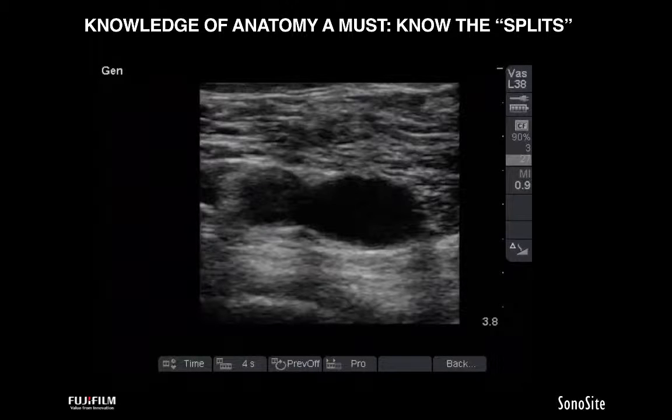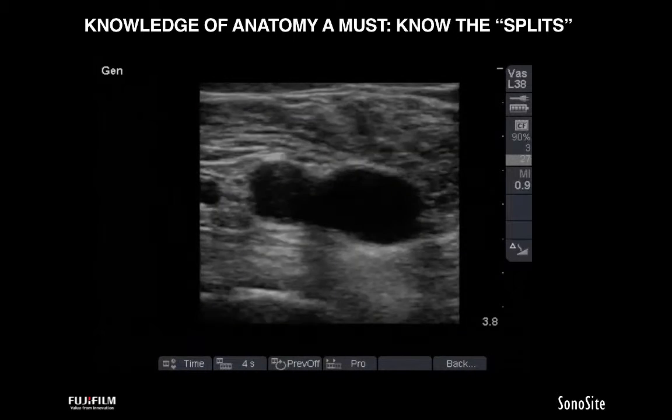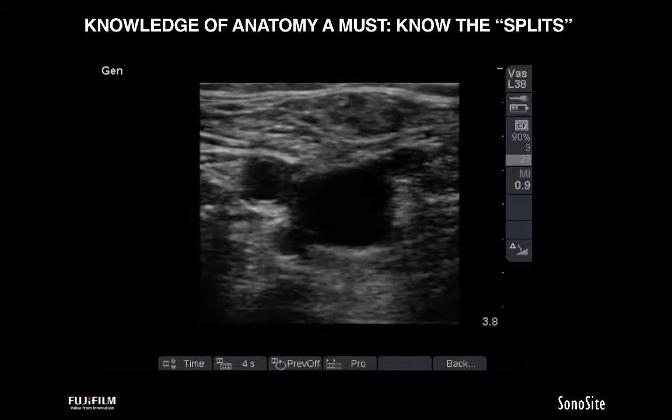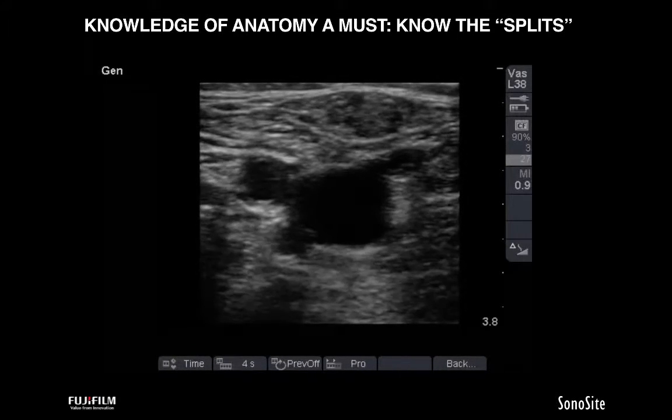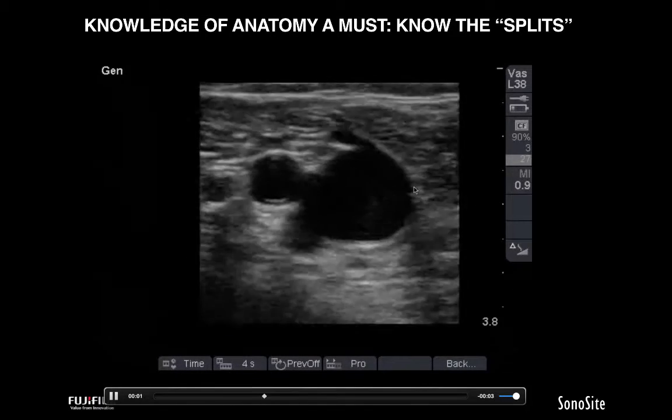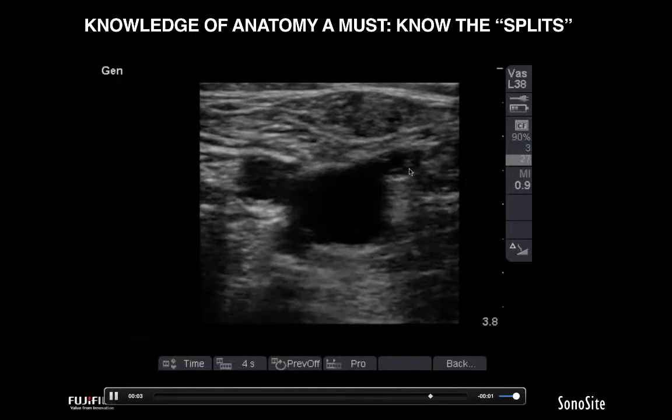So let's go through the anatomy. Know where these vessels split. I think this is the most important thing. You should practice this at the bedside. So here I am with the transducer, and I'm starting at the inguinal ligament, and I'm sliding down, and I'm ending right where the greater saphenous is. So this is a looping clip. This is the greater saphenous.